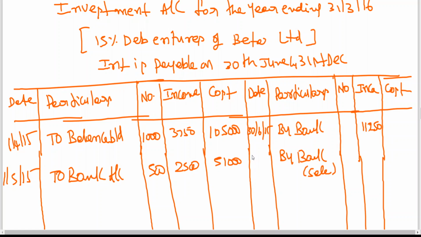Buy bank sale. What is the date? First, number 15. How many debentures have been sold? 600. What is the interest on this? 3,000. What is the cost price? We have discussed already.